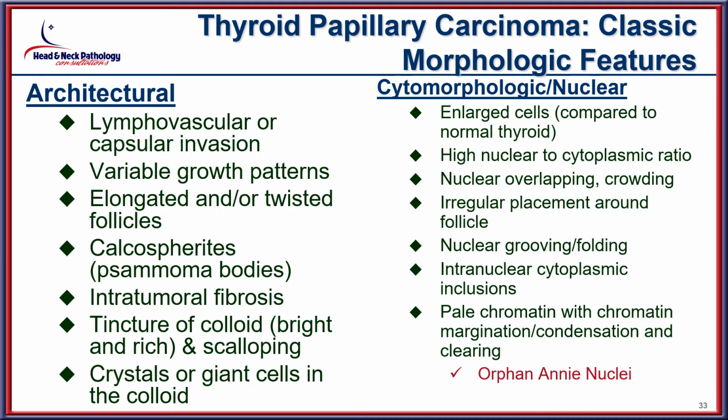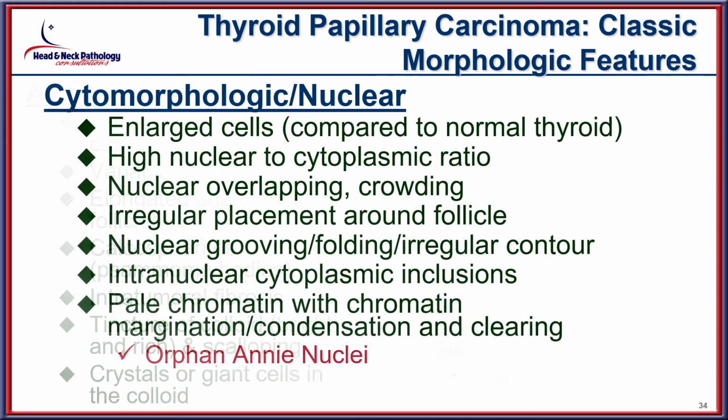So now that we have talked about the architectural features, why don't we focus on the cytomorphonuclear features? When one thinks about these, there is enlargement of the cell where there is a much higher nuclear to cytoplasmic ratio than normally seen. There's nuclear crowding and overlapping, irregular nuclear placement around the follicle, grooves and folds, irregular contours, intranuclear cytoplasmic inclusions, and then of course that very characteristic pale nuclear chromatin that marginates out towards the periphery, sometimes referred to as orphan Annie nuclei. So when I think about these features, let's look at each of them individually.